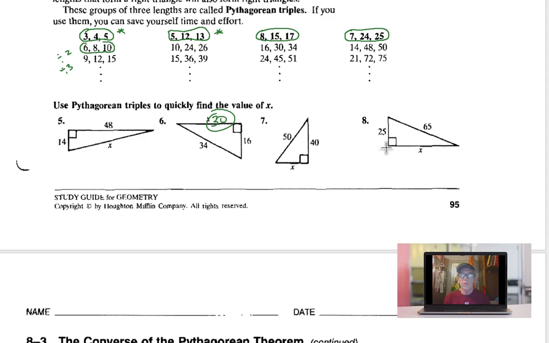Look at number 8. We get a 65 and a 25. We don't see that obvious on here, but let's see what we got. If we take a 5 out of this, we have a 5. And if we take a 5 out of this, we have a 13. And so what do we have with a 5 and a 13? 12 is the one that's missing. Now we took a 5 out, so 5 times 12 is going to be 60. So the missing side is 60. Let's look at the next page.